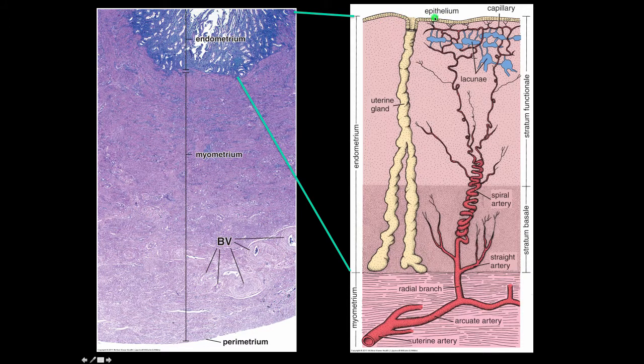Here you can see the epithelium, and then you can see these uterine glands, which are invaginations of the mucosal surface. And these uterine glands can be very long and straight, and they can eventually branch into the stratum basale. The nature of these uterine glands is going to change dramatically during the menstrual cycle.